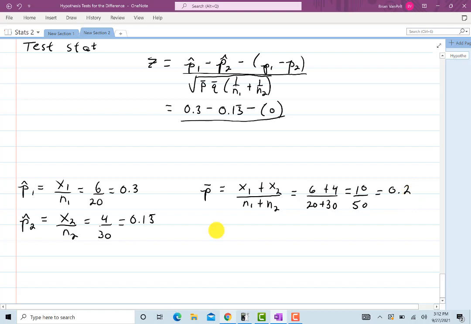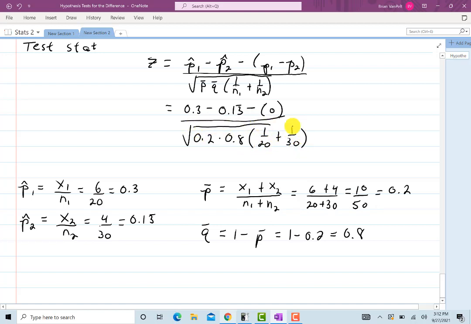So that Q bar will equal 1 minus P bar. That'll equal 1 minus 0.2, and that'll be 0.8. So when we do this, we'll have 0.2 times 0.8 times 1 over 20 plus 1 over 30. Calculate that whole thing. Let me go ahead and do it on the calculator.